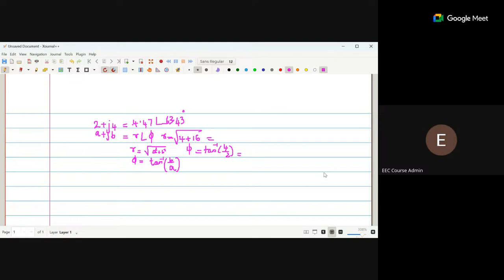Fine. Yes, ma'am. RCL, what is the use of RCL, ma'am? For complex numbers, we are making use of these keys for finding the real part or imaginary part. Again, in polar form, for finding the magnitude and the angle part.